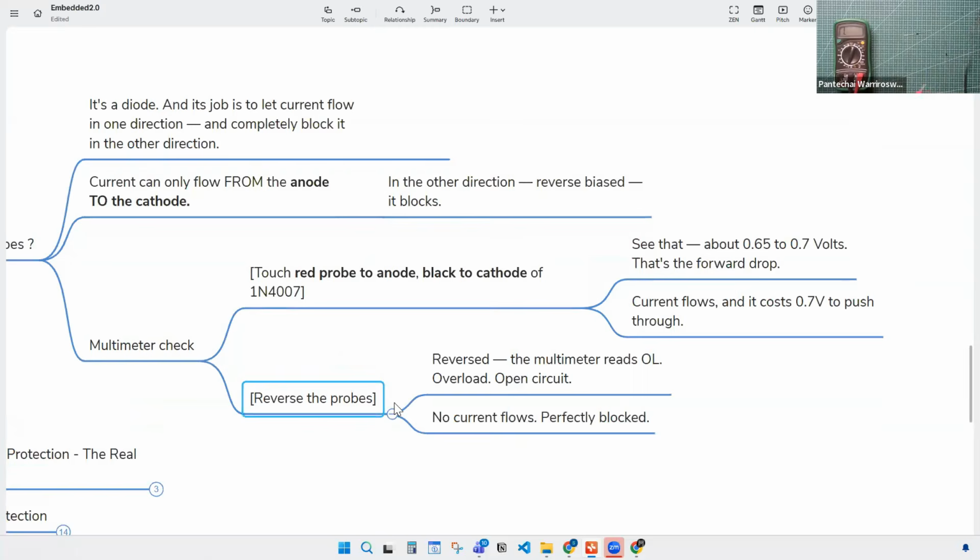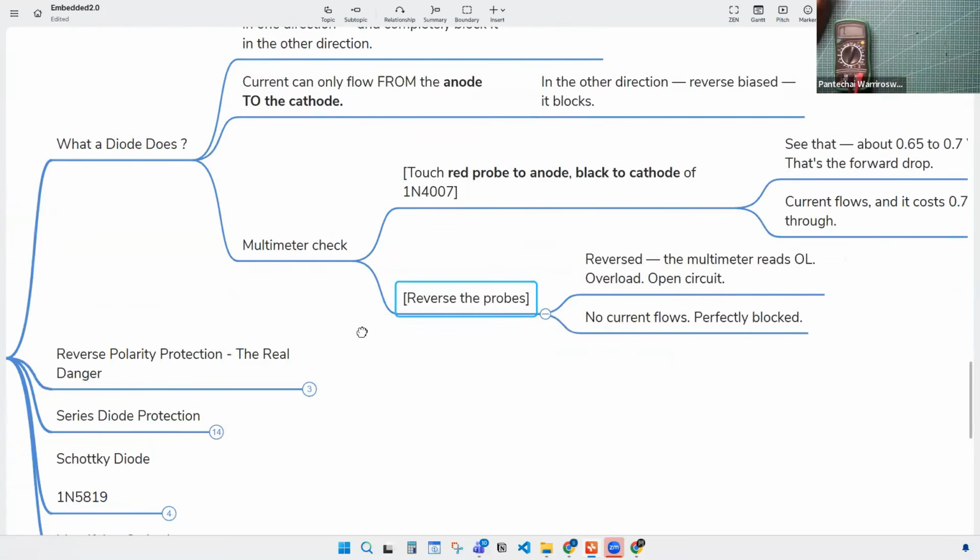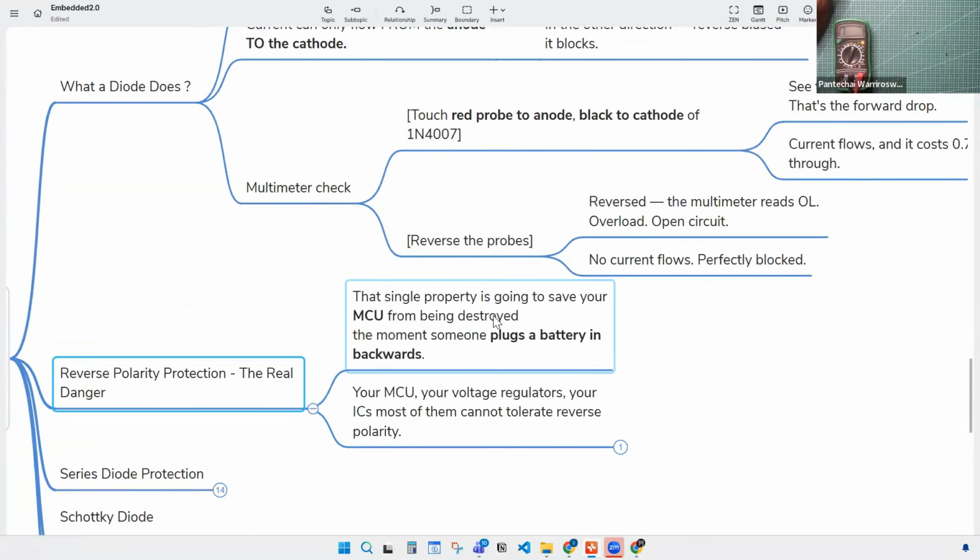Whereas whenever you do a reverse probing, it is not going to give you anything, it just returns 1 or something. That is what you all have to remember whenever you want to check a diode, which makes electricity flow in only one direction. In the other direction, it is not going to allow the electricity to flow. That is the first important thing to remember.